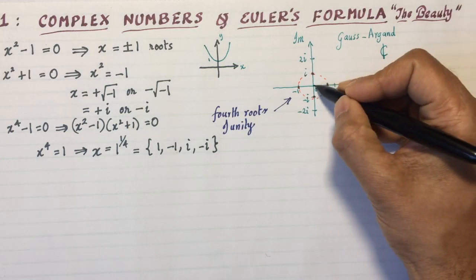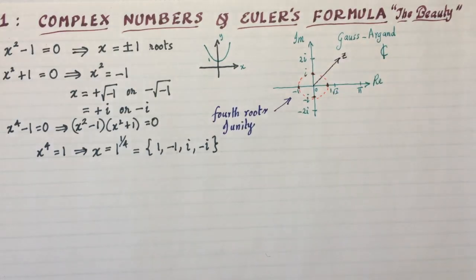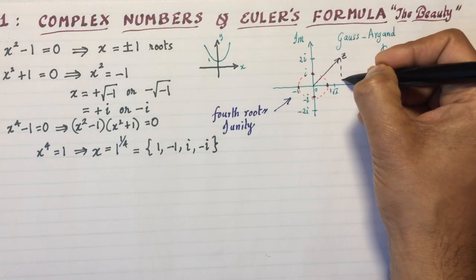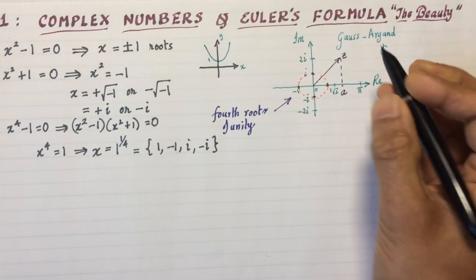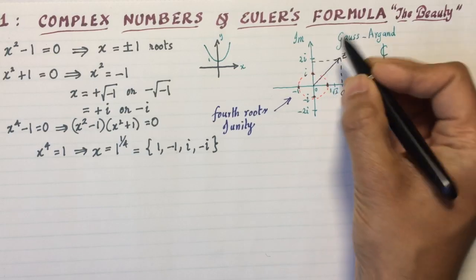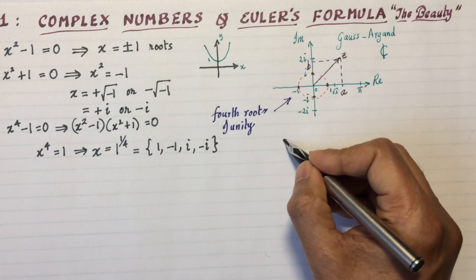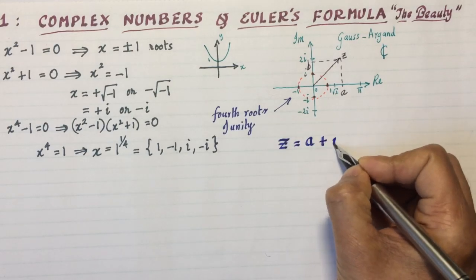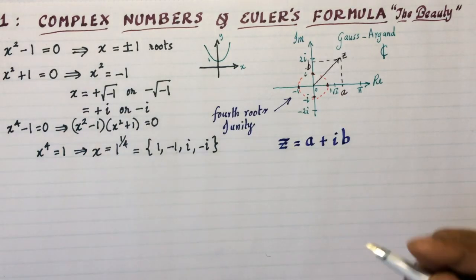Now, if you have any complex number, it's indicated by the symbol z. Z is what a complex number is usually written as. And the x-intercept of z is called its real part, and the y-intercept of z is called its imaginary part. So here's a taxonomy of a complex number. I write z equals a plus ib, where a is called the real part and b is called the imaginary part.